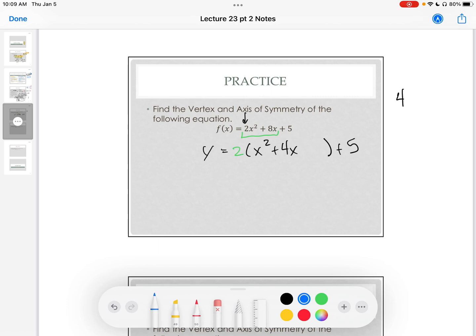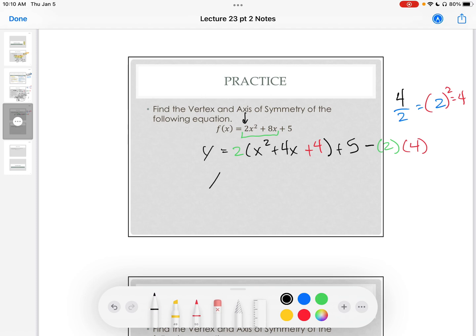So I've got a 4, and I'm going to take 4 divided by 2, which gives me 2. And then I'm going to square 2, which gives me 4. 4 is my magic number. Since I'm on the same side of the equation, I added 4. Since I'm on the same side, I now have to subtract. And I'm going to subtract a 2 times a 4. Okay? Because we would have to distribute that 2 into the 4. So we subtract because it's on the same side, and we subtract 2 times 4.